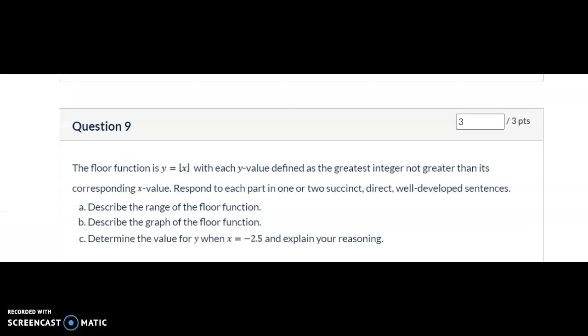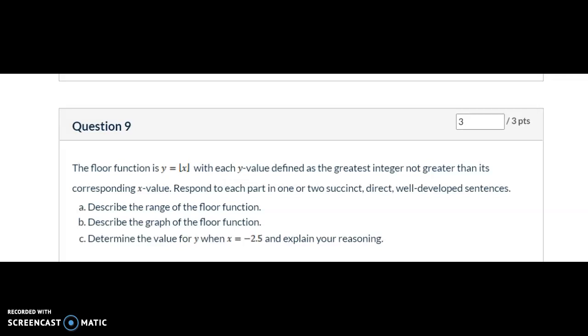For question number 9, it says the floor function is y equals the absolute value of x, with each y value defined as the greatest integer not greater than its corresponding x value. Respond to each part in 1 or 2 succinct, direct, well-developed sentences. First of all, they talk about the range of the floor function. The range is what happens in the y, and the range here is going to be everything positive, because remember, when it comes out of an absolute value sign, it has to be positive.